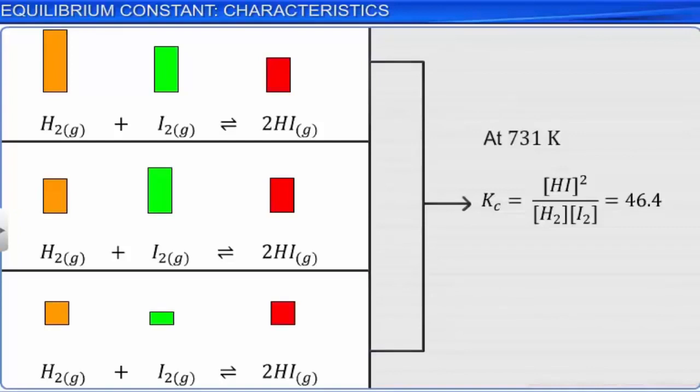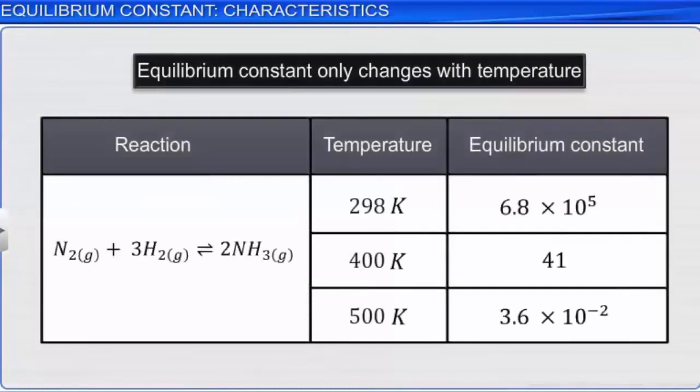The equilibrium constant for a particular reaction at a particular temperature is always constant and changes only with a change in temperature. For example, the equilibrium constant for the reaction of 1 mole of gaseous nitrogen and 3 moles of hydrogen combining reversibly to form 2 moles of gaseous ammonia at 298 Kelvin is 6.8 into 10 raised to the power 5. At 400 Kelvin, it is 41. And at 500 Kelvin, it is 3.6 into 10 raised to the power minus 2.